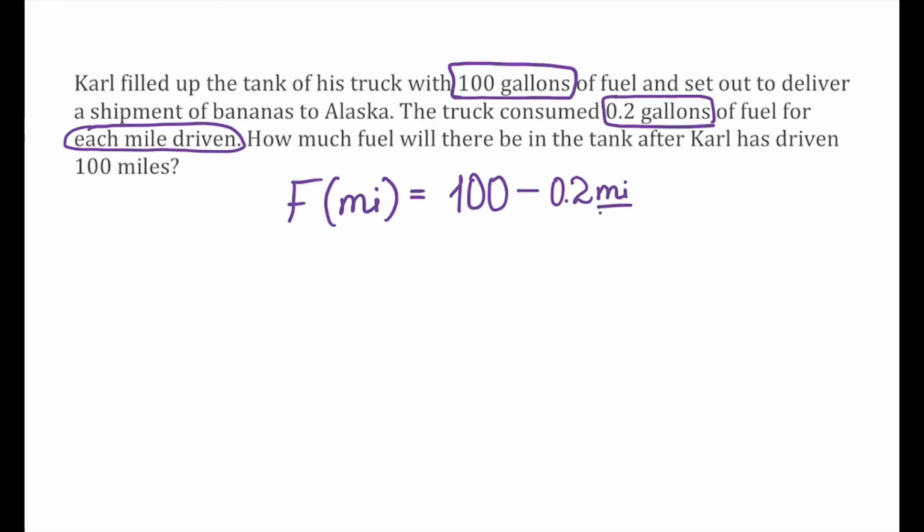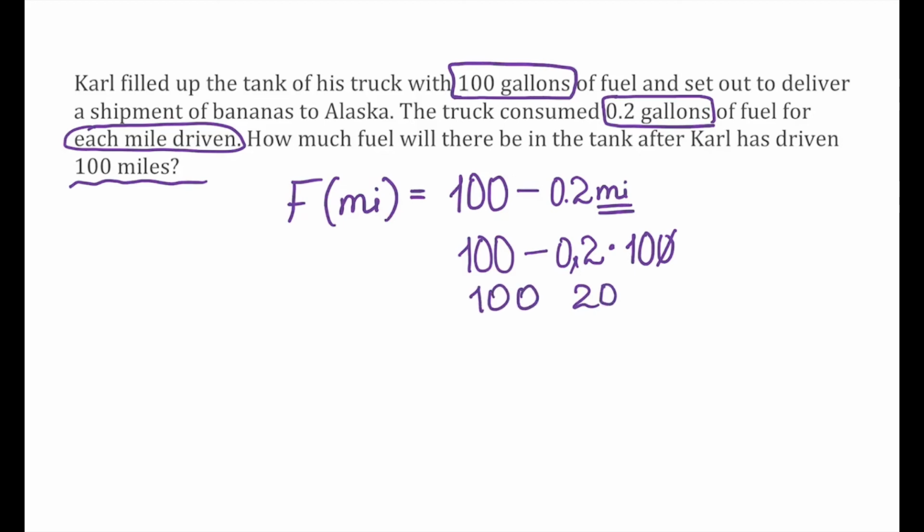So then here they want to know how much fuel he will have after driving 100 miles. So, well, 100, that's how many gallons he had to begin with, minus 0.2, that is how many gallons every mile he's using, 0.2, so 1/5 of a gallon. So he has driven for 100 miles. So this would be, I'm going to chip off a 0 because it's 0.2 times 100, so that's going to be 20. So 100 minus 20, that's going to be 80 gallons.